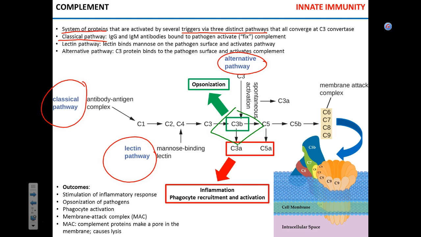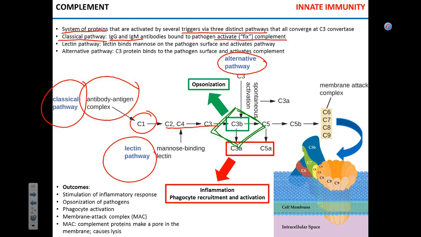antibodies, specifically IgG and IgM, that are bound to the specific pathogen, activate it. Another name for it is fix complement. You can see the antibody-antigen complex here, activating the first protein, C1, and then C2, C4, C3. Anyway, eventually the classical pathway ends up in activation of the C3b protein.